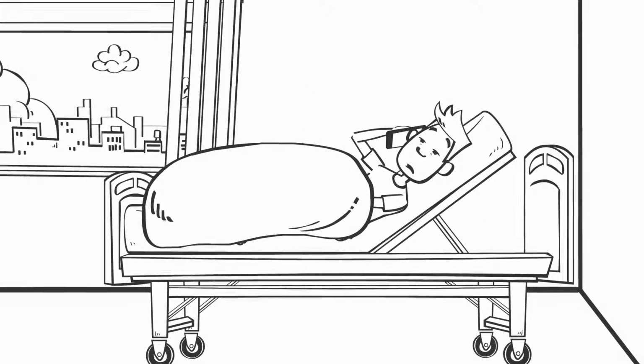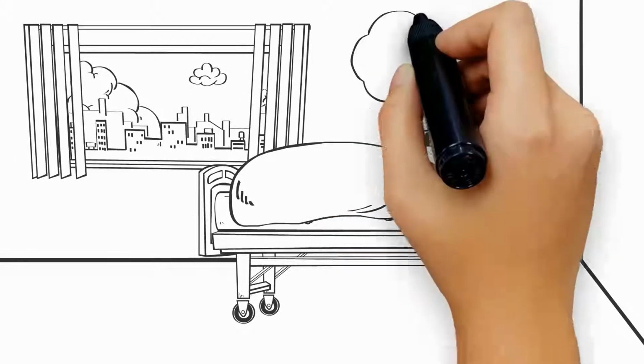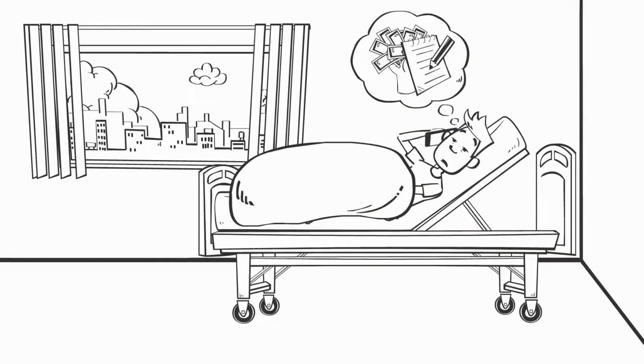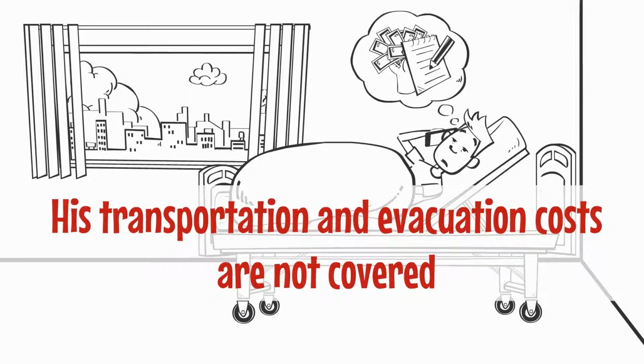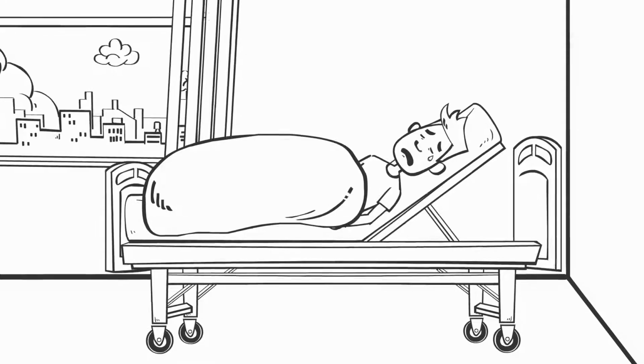Joe finally reaches his domestic insurer. His treatment is covered subject to his deductible, but he has to pay upfront and file a claim. His transportation and evacuation costs are not covered. Joe feels alone, overwhelmed, and scared.